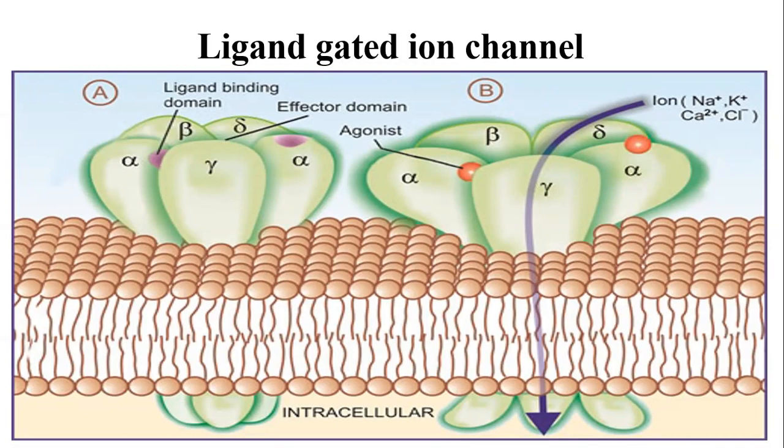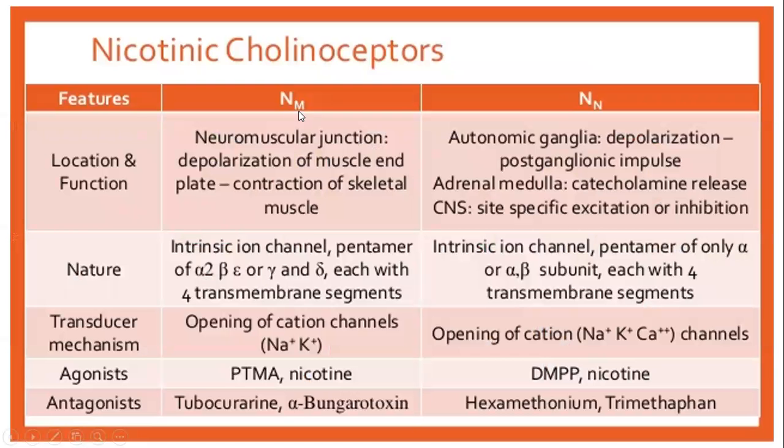So here, what is the effect? The NM type of receptors, the nicotinic receptors, is present in the neuromuscular junction and skeletal muscle end plate. The effect is depolarization of the muscle end plate. So why does depolarization occur? Because there is a rapid influx of cations.